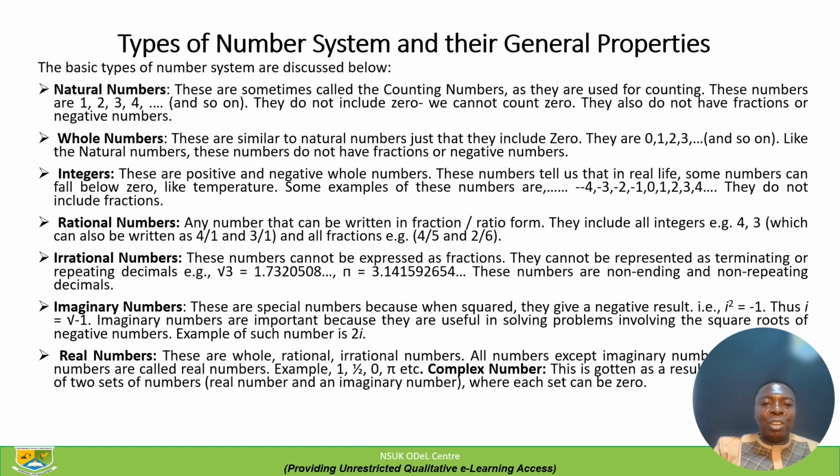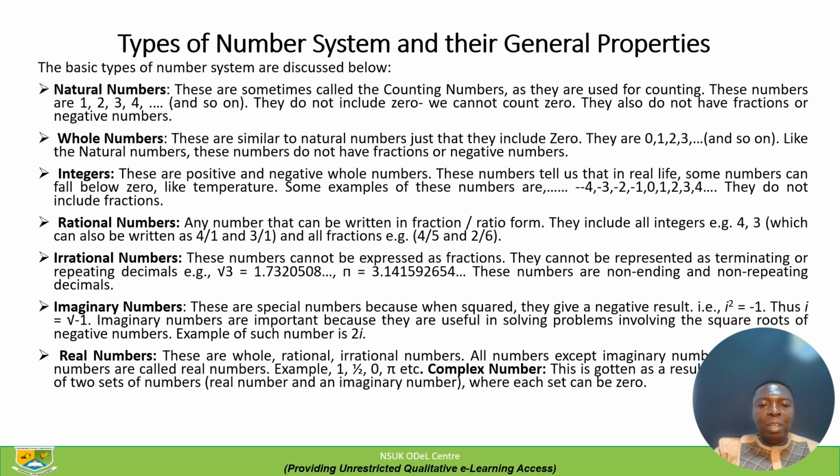Then we have the rational numbers. Any number that can be written in fraction or ratio form is called a rational number. They include all integers, e.g. 4 and 3, which can also be written as 4 over 1 and 3 over 1, and all fractions, e.g. 4 over 5 and 2 over 6, and so on and so forth.